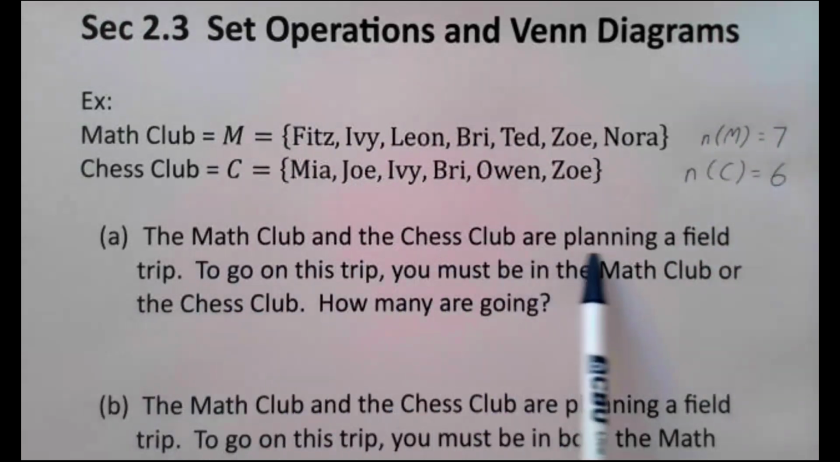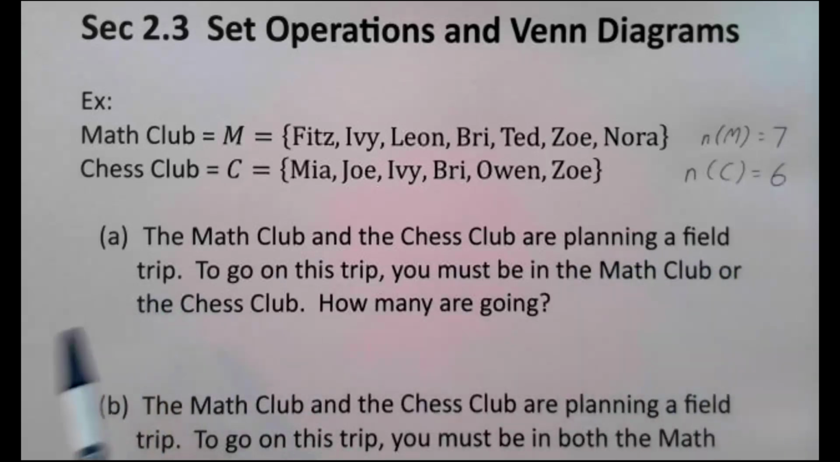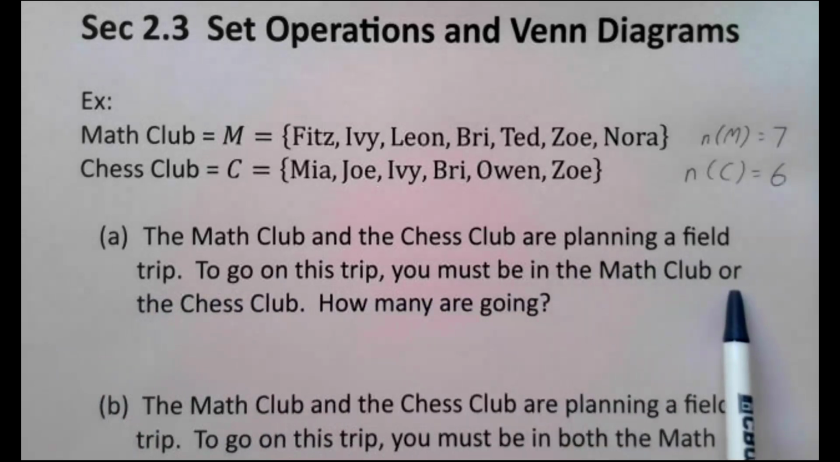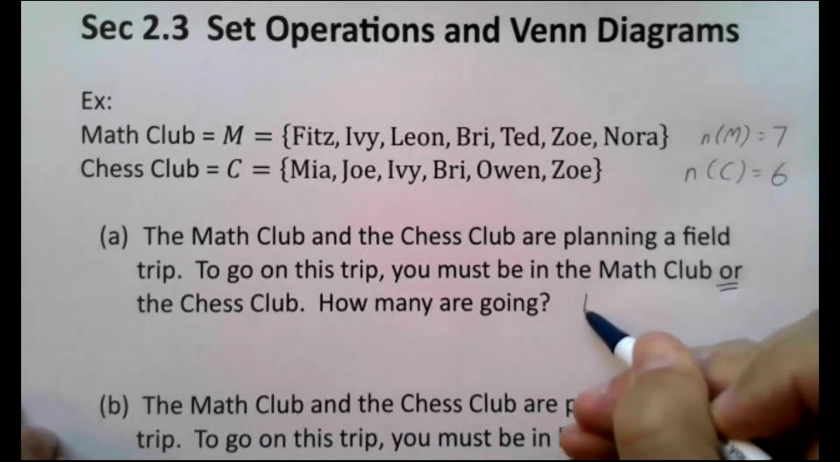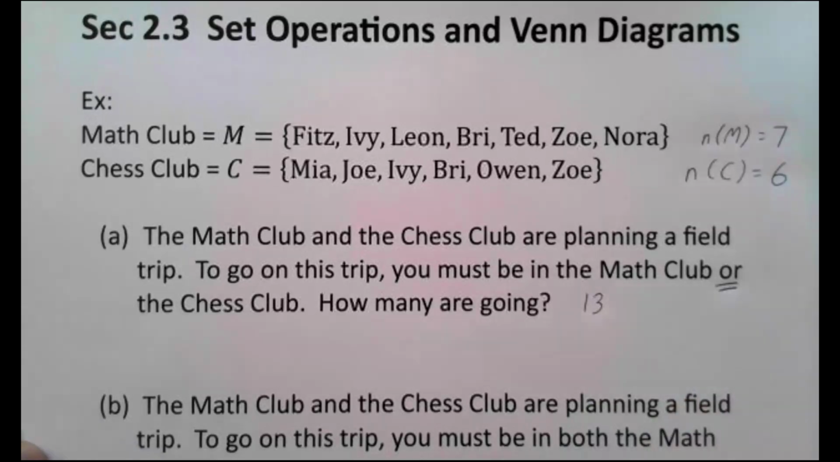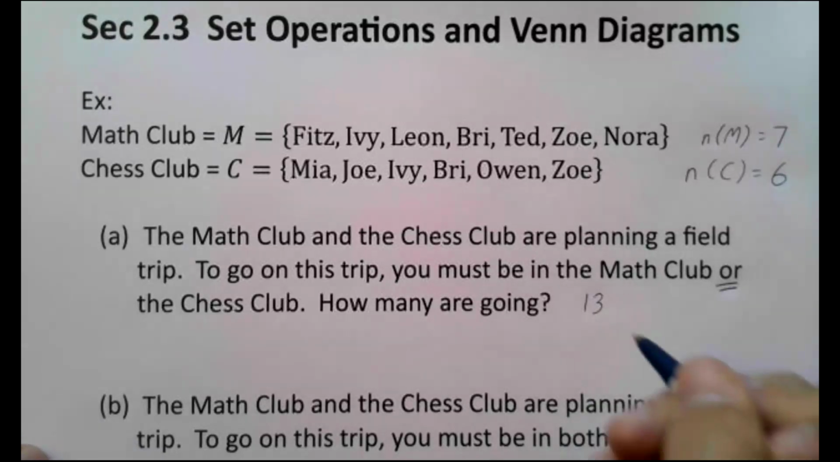Let's assume the math club and the chess club want to go on a field trip, like a joint field trip. And the rules for this field trip are that you must be in the math club or the chess club. How many people get to go on this field trip? So to go on this field trip, you just have to be in one club or the other. Now, some people would say, well, 7 people in this club and 6 people in this club. I guess there's going to be 7 plus 6. I guess 13 people are going. Not necessarily. That's probably a pretty common answer I might get is 13 because that is 7 plus 6, right?